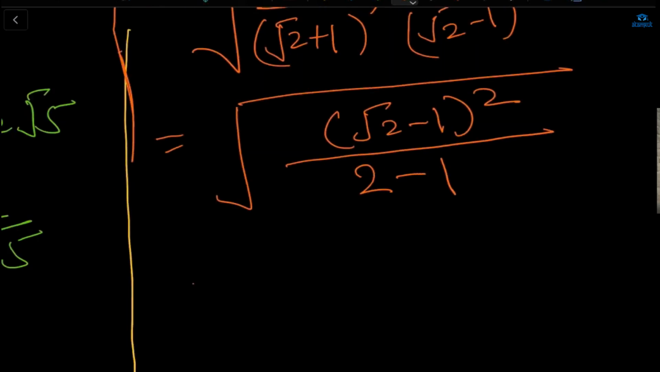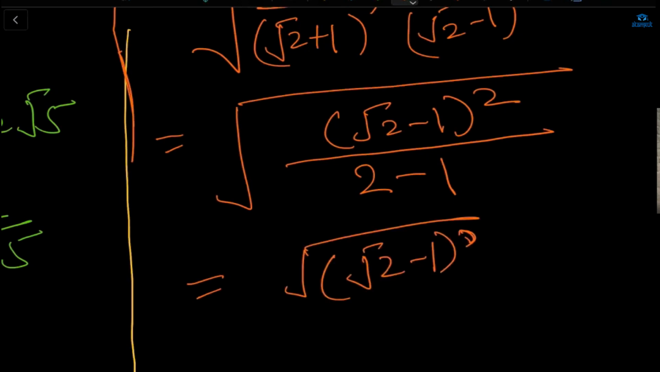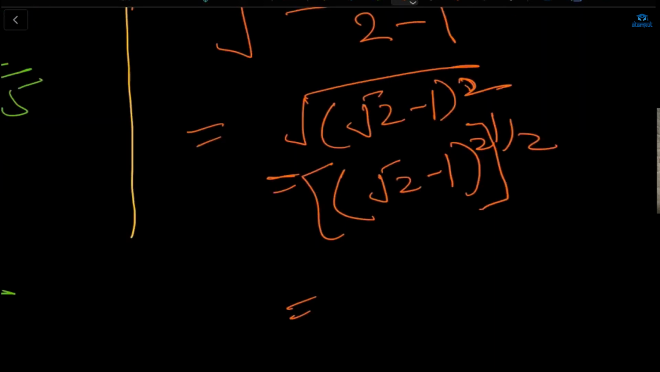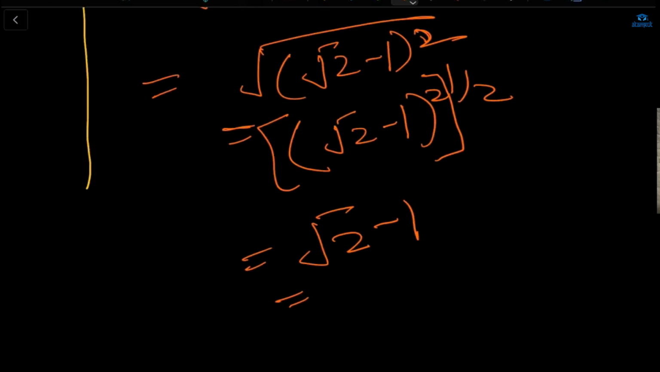So what will you get? This 2 minus 1 will give you 1. So it will be the root of a square, which can be written as root 2 minus 1 to the power 1 by 2 times 2. So the final answer is root 2 minus 1. And here the value of root 2 is already given to you in the question, that is 1.4142 minus 1.